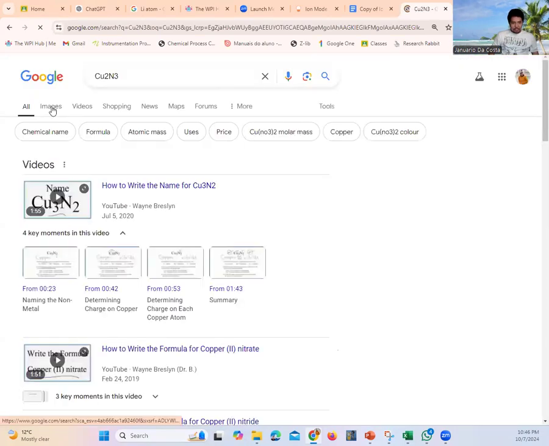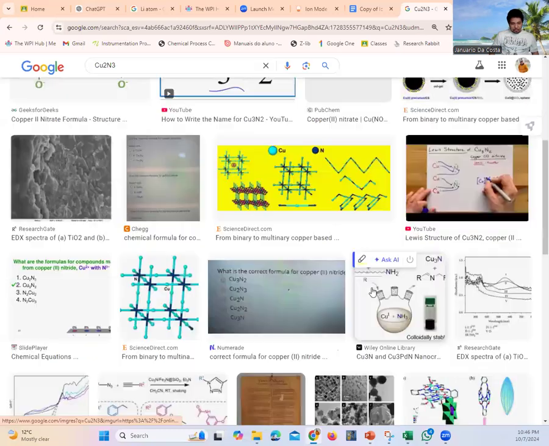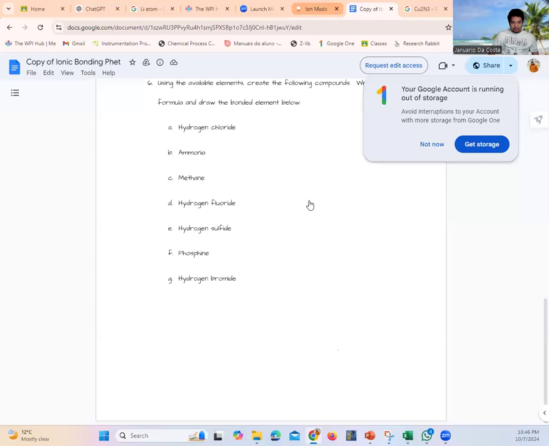Okay, so basically this is copper nitride. All right, so this is a good model. I like this one.